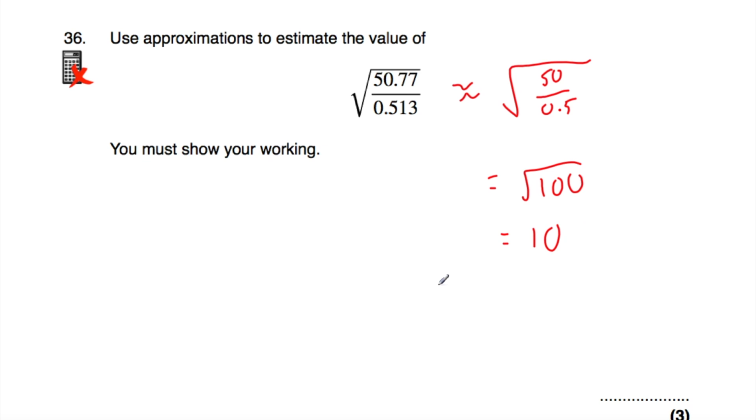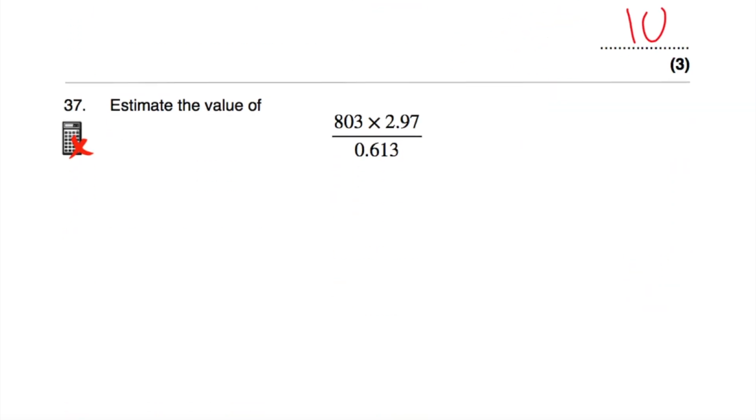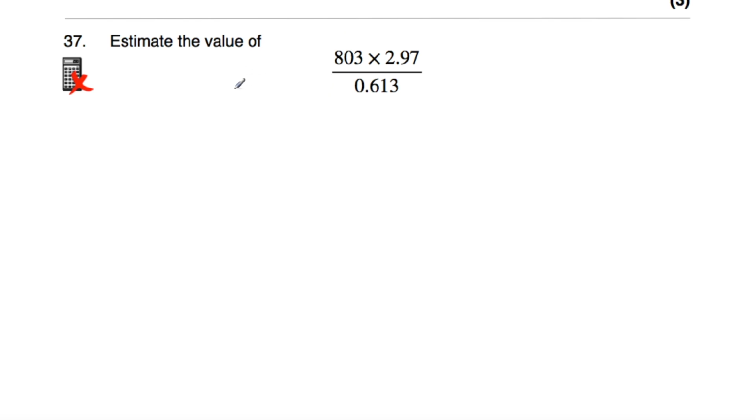And out of interest, let's just see what it is. So the square root of 50.77 over 0.513 is equal to 9.948. So that's pretty close. So that's it. Our answer is 10. Okay, and let's look at our last question, question number 37. So we've been asked to estimate the value of 803 multiplied by 2.97 over 0.613. So let's round these numbers to one significant figure. So that's approximately equal to 800 multiplied by 3 over 0.6.